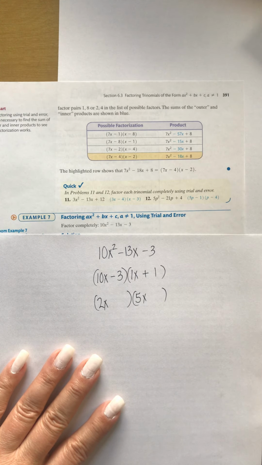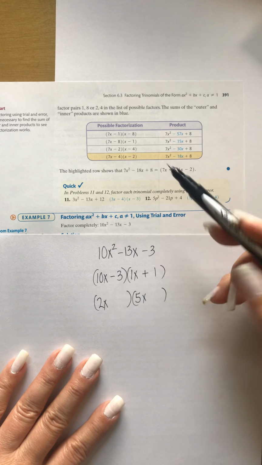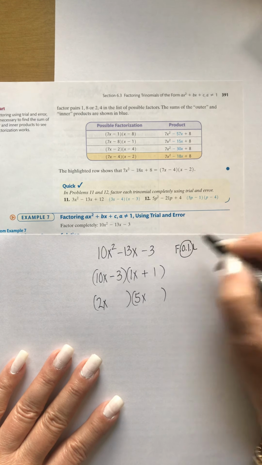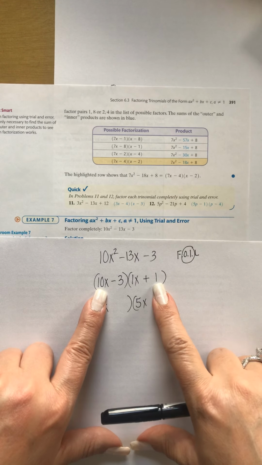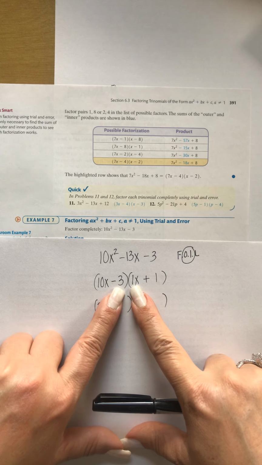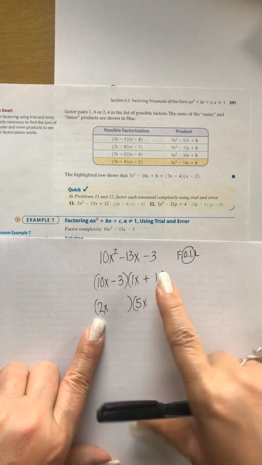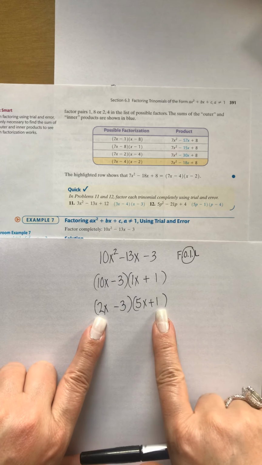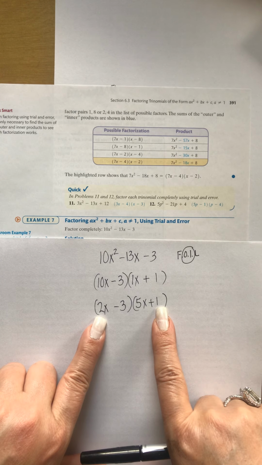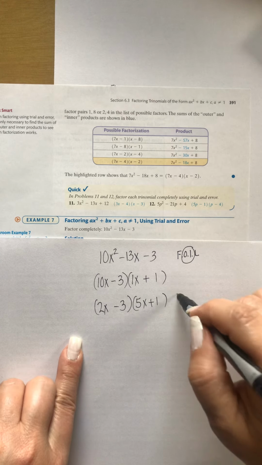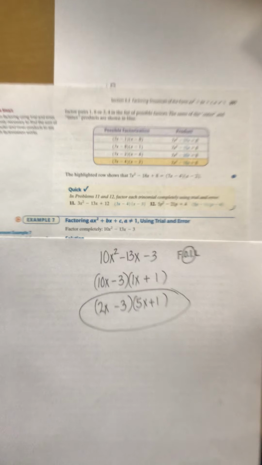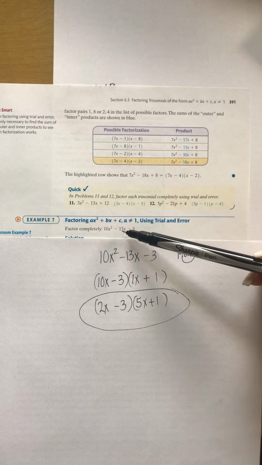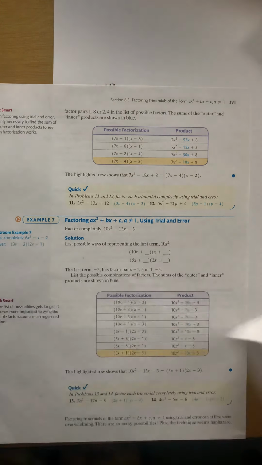Now, if I do this one, remember you don't have to do the whole FOIL. I just need to do the O and the I. So 10x times 1 is 10x minus 3x. That's not going to work. What if I put negative 3 here and a positive 1 here? That's going to give me positive 2 minus 15, and that works. I just did it by guessing and checking. Now, if you don't want to use this method, you can do the A times C and then break that negative 13 up into factors.